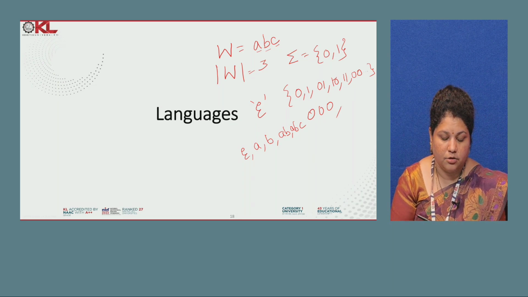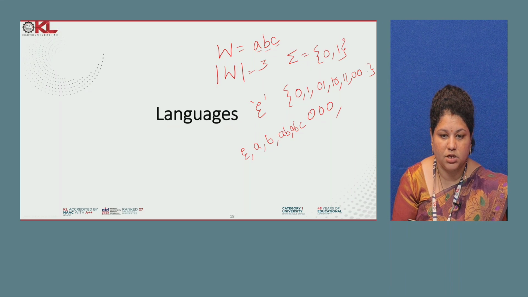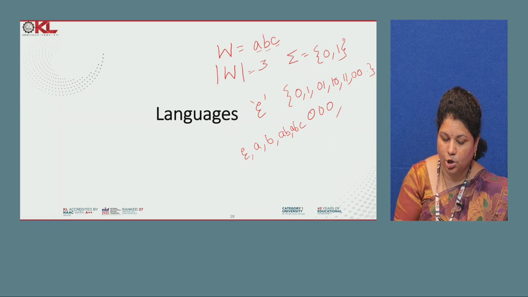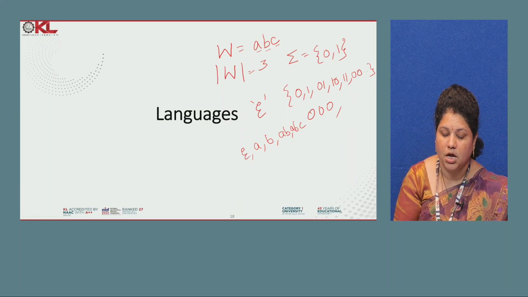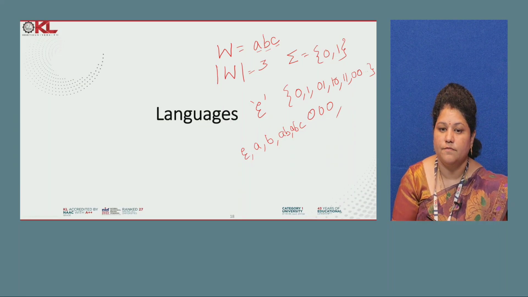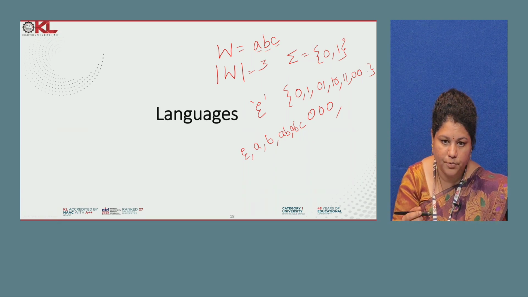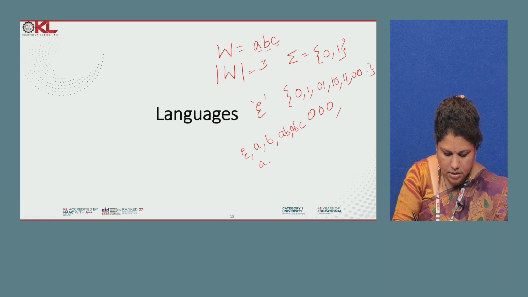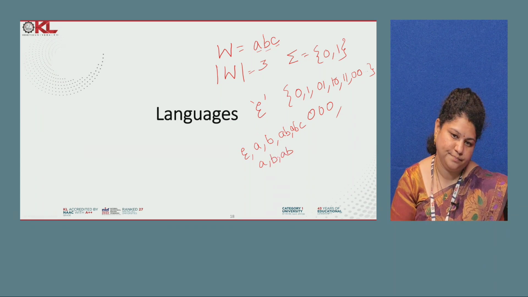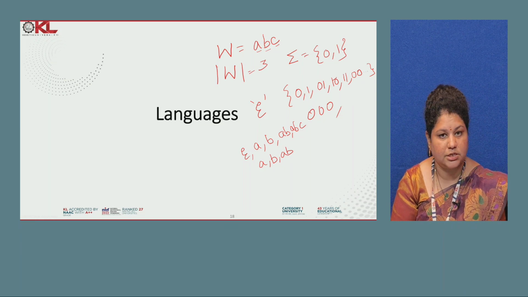Next, proper prefix. What does proper prefix mean? Excluding epsilon and the complete string, we can consider the rest as proper prefixes. What are the proper prefixes here? A, AB only. These we can consider as the proper prefixes of the string.